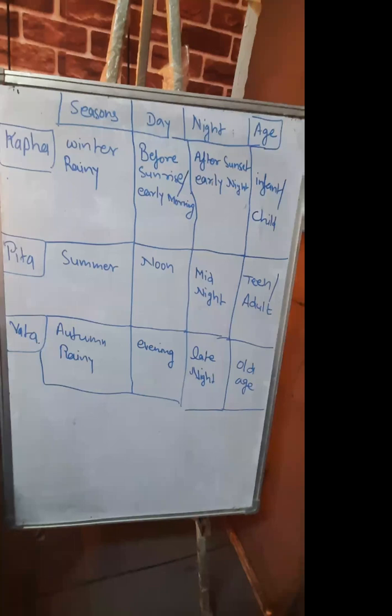If heat is there, it means it's summertime. Heat means we are talking about summer. Vata means movement and dryness. Vata is also cold in nature, but it is a dry cold. That's how you have to understand it. Okay, done copying.